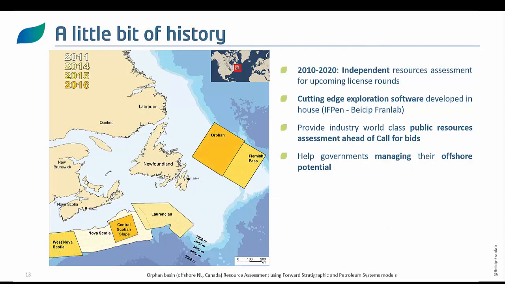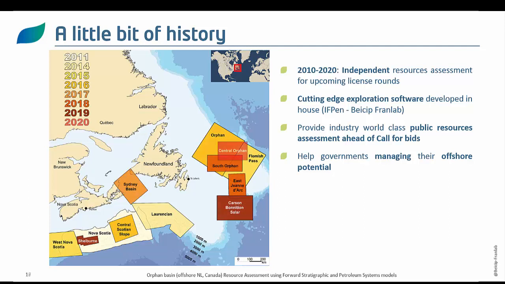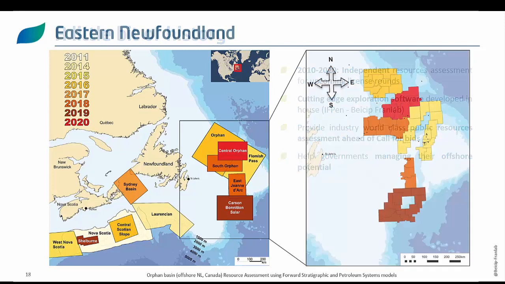So first, a little bit of history. Since 2010, Beicip has conducted numerous independent integrated exploration studies for areas subject to upcoming license rounds. That was done in the entire eastern Canada, from Nova Scotia to Newfoundland and Labrador. Such evaluations are based on exploration software developed in-house. There's a double objective attached to these assessments. First, to provide the oil and gas companies with a public independent report ahead of call for bids. And in the long run, it helps provincial governments to manage their offshore potential.